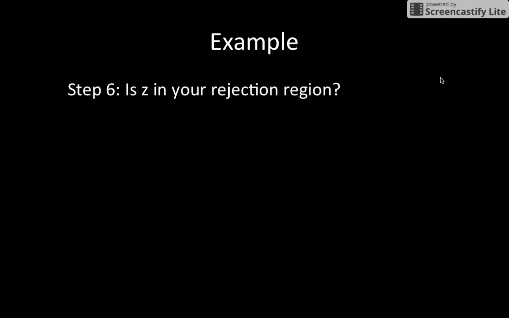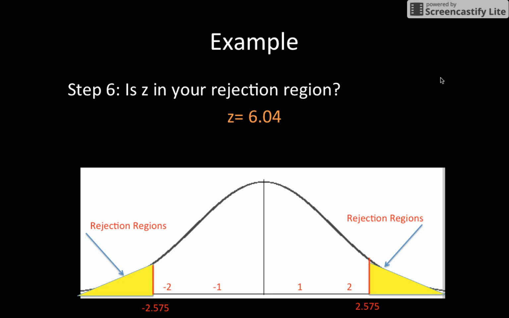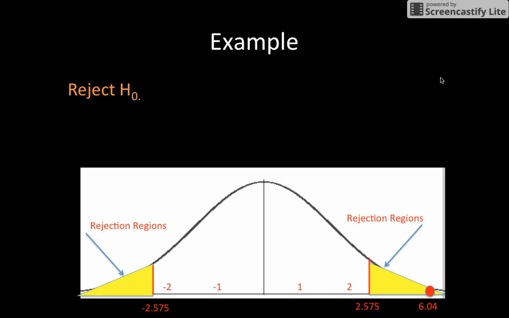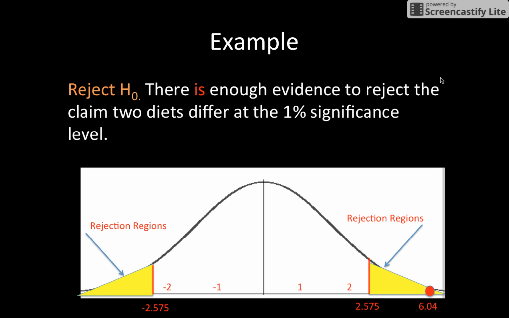Then you want to see if your z is in your rejection region. You have that z is 6.04, and you want to look back at your chart, and that lies around there, we'll say. So since 6.04 lies in your rejection region, you're going to reject your null hypothesis because there is enough evidence to support the claim that your two diets differ at the 1% significance level.